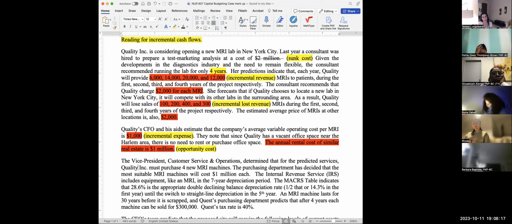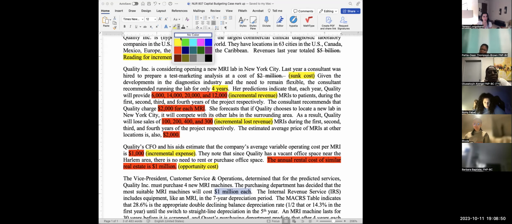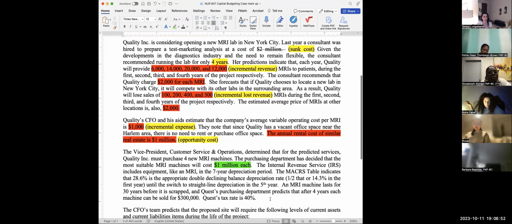The purchasing department has decided that the most suitable MRI machine will cost $1 million each. Is that going to be an incremental cash flow? Did money change hands? Money is going to change hands, right? So this is going to be an incremental cash flow. I'm going to put it in color green, and I'll explain why later.